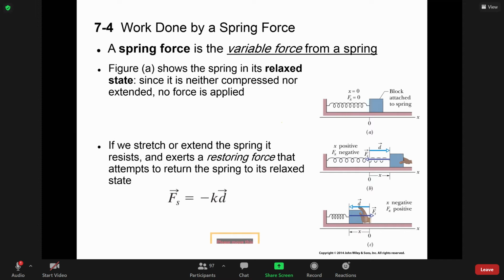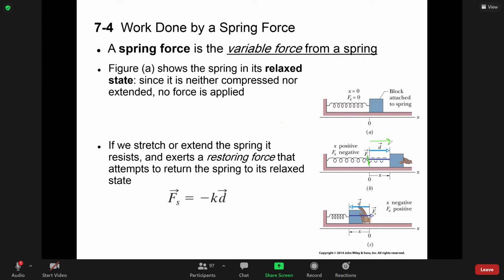Where is the direction of the displacement when I try to extend the spring? Look here. When I try to extend the spring, the initial position was here. When I try to extend it, this is the direction of the displacement now. Right? Displacement, the direction is to the right.